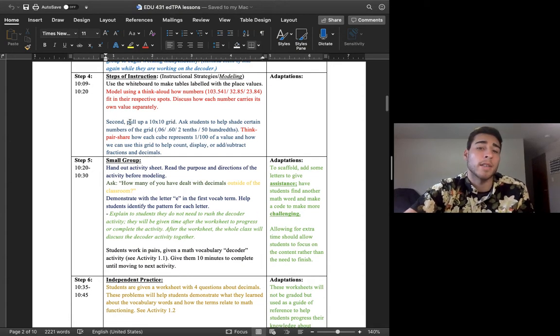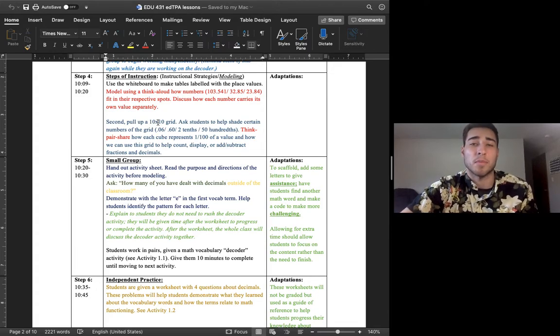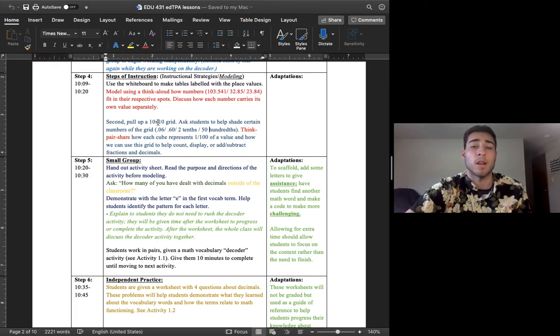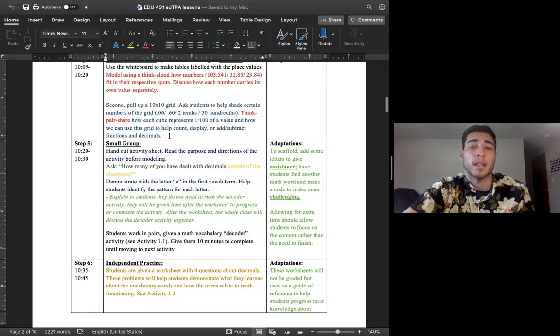Pretty straightforward. The second activity that we'll do in this modeling step of instruction is I will pull up a 10 by 10 grid and ask students to help me shade these numbers. These are just examples again, and then think aloud how we're going to do that. And then I think pair share for how each cube represents fractions. And this is a strong point because fractions was the last chapter that the students just learned, and so showing the value can be represented in fractions also brings home that point of something they previously learned.